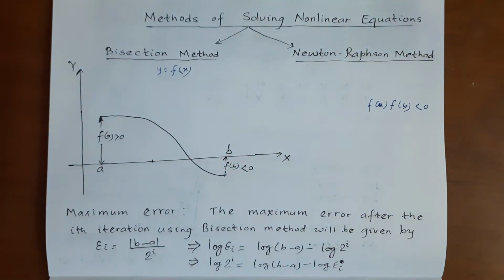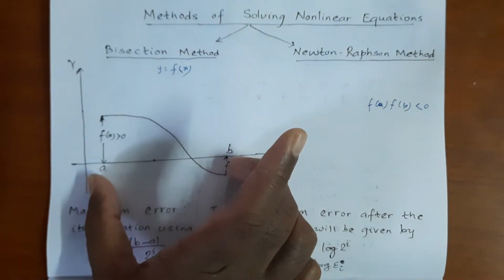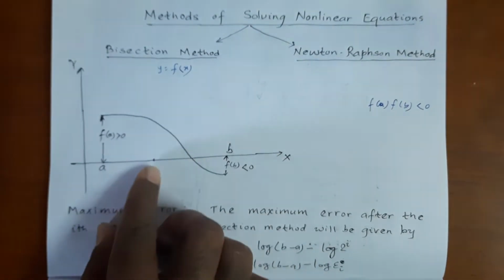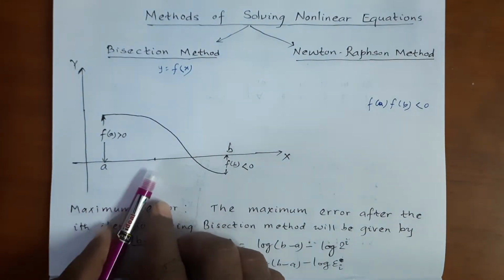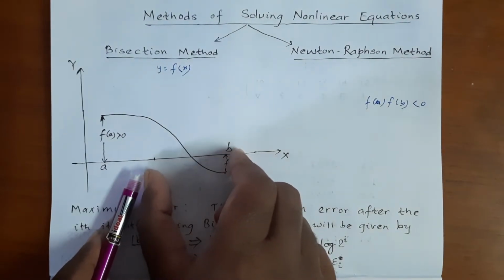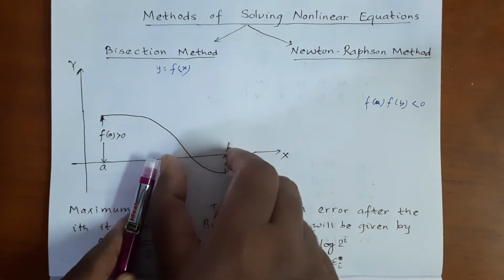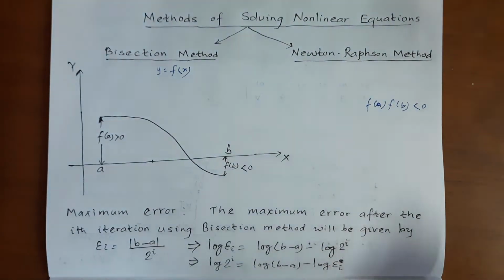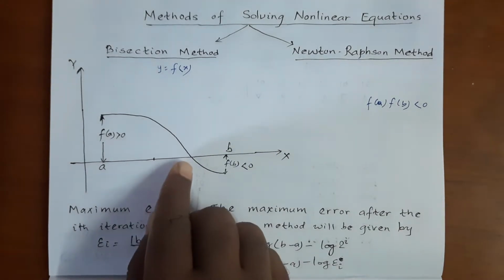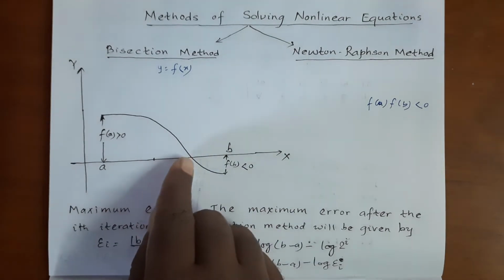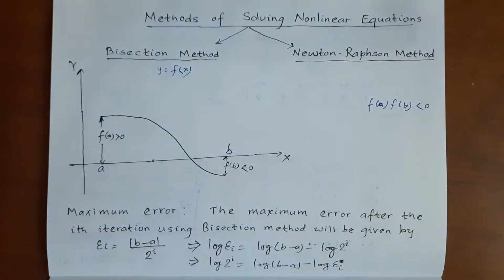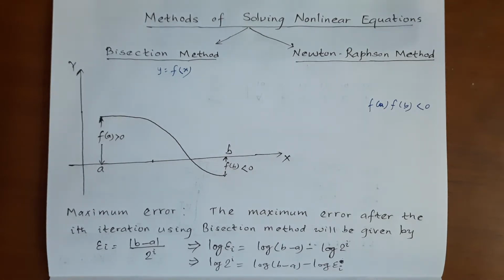Here in this method, we find the midpoint of AB. (a plus b) over 2 is the midpoint. Taking this as the new a, and using these two points, we get another midpoint. If f(a) times f(b) is again less than 0, we get another midpoint. Continuing this process, we come very close to the solution, the point where the curve intersects the x-axis. Repeating the same procedure is called the iteration process, and we get the required value of x.